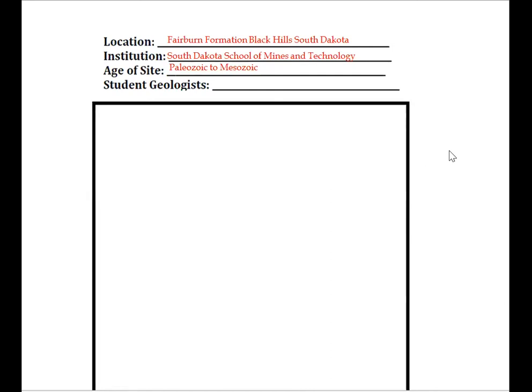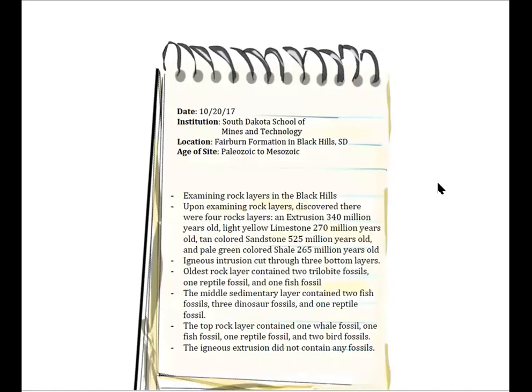And so you want to fill out the location, institution, age of site, and then your name would go where it says student geologists. And I've typed up the information there for you to see. Paleozoic and Mesozoic refers to these ancient time periods, and it spans roughly from 66 million years ago to 542 million years ago. So starting with your notes, you want to examine the rock layers in the Black Hills, and there's different rock layers that you discovered, and they are an extrusion, a limestone, sandstone, and shale rock layer, and it gives you the ages.